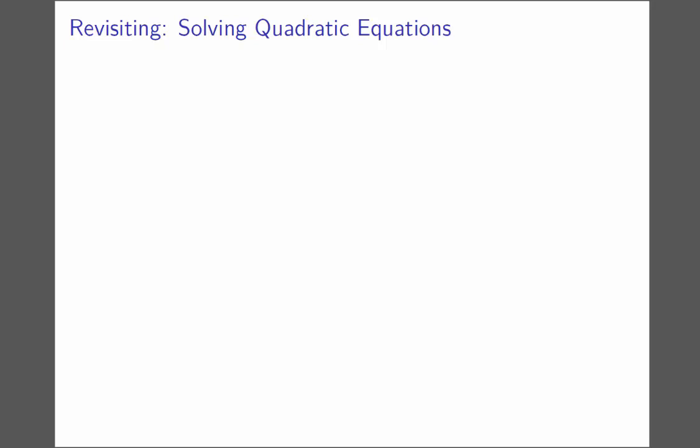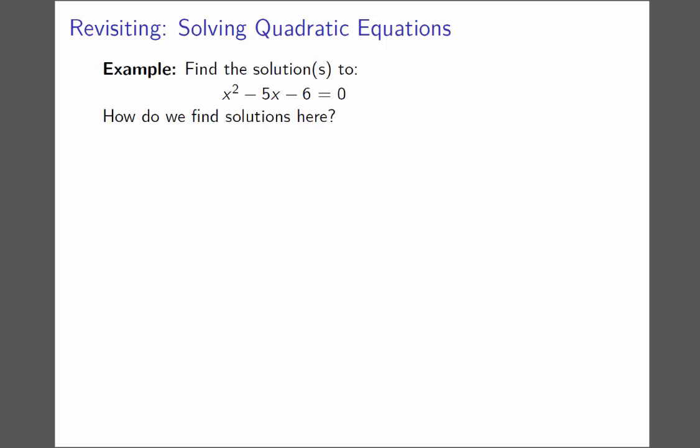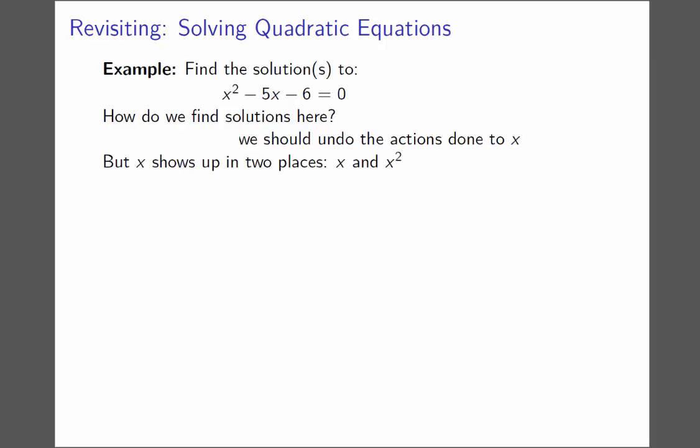Let's now try to solve a quadratic that isn't given to us in factored form. Let's look at the example where we want to find the solutions to x squared minus 5x minus 6 equals 0. How do we find the solutions here? If we follow Frog and Toad, we should undo the actions done to x. But the problem is, x shows up in two places, in x squared and x itself.